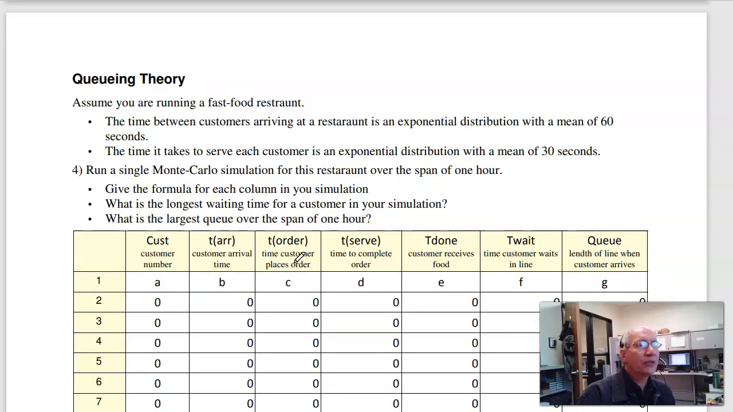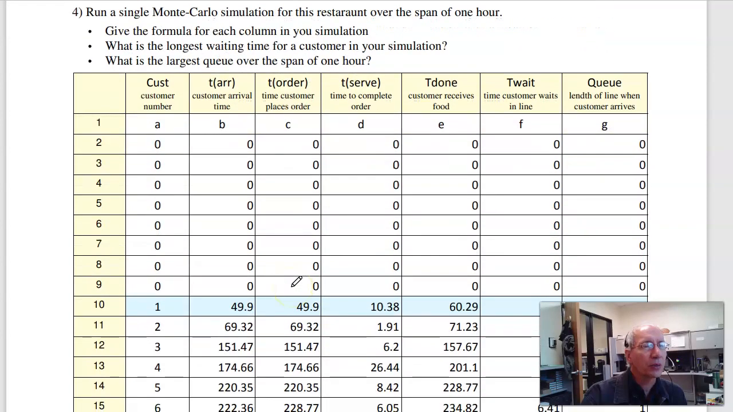This is looking at a restaurant. Suppose I've got a restaurant. People arrive with an exponential distribution with a mean of 60 seconds. It takes 30 seconds on average to serve the customers with an exponential distribution. What's a 1 hour time slot going to look like? Well, what I can do is do a Monte Carlo simulation.